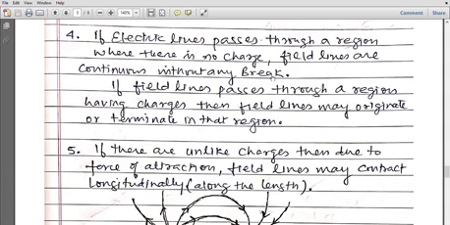The reason is, if in that region there is positive charge, then electric field line will originate from that point. If there is any negative charge, then electric field line will terminate at that point or in that region. But if there is no charge in any region, field lines will pass through that region continuously. Okay, so if field lines pass through a region having charges, then field lines may originate in case of positive charge and may terminate in that region.